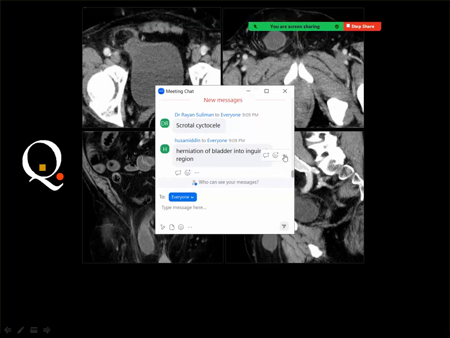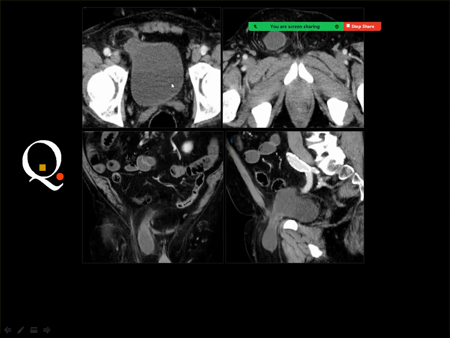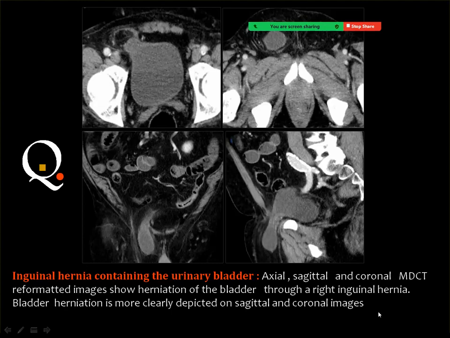Herniation into the inguinal region. This is right. If you look carefully here, and anytime you see that the bladder is pointing to the inguinal canal, then you should continue. Then you see that part of the urinary bladder is herniating through the inguinal canal to the scrotum, and this is herniation of the urinary bladder, or this is an inguinal hernia containing part of the urinary bladder. This appearance is very frequent in the examinations.